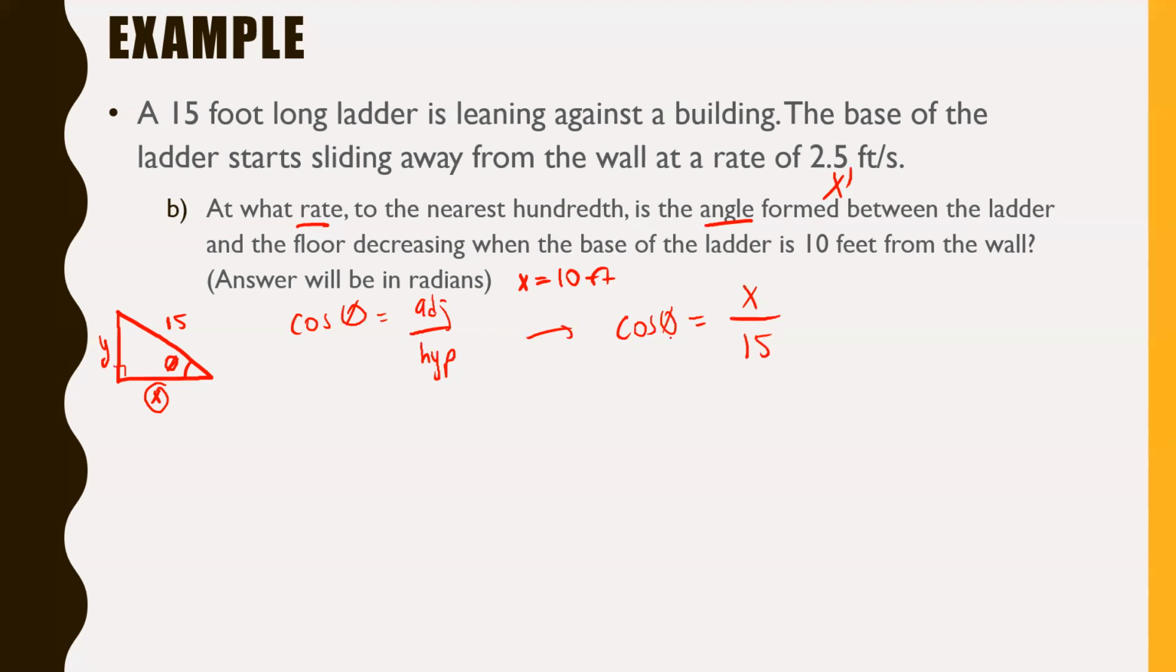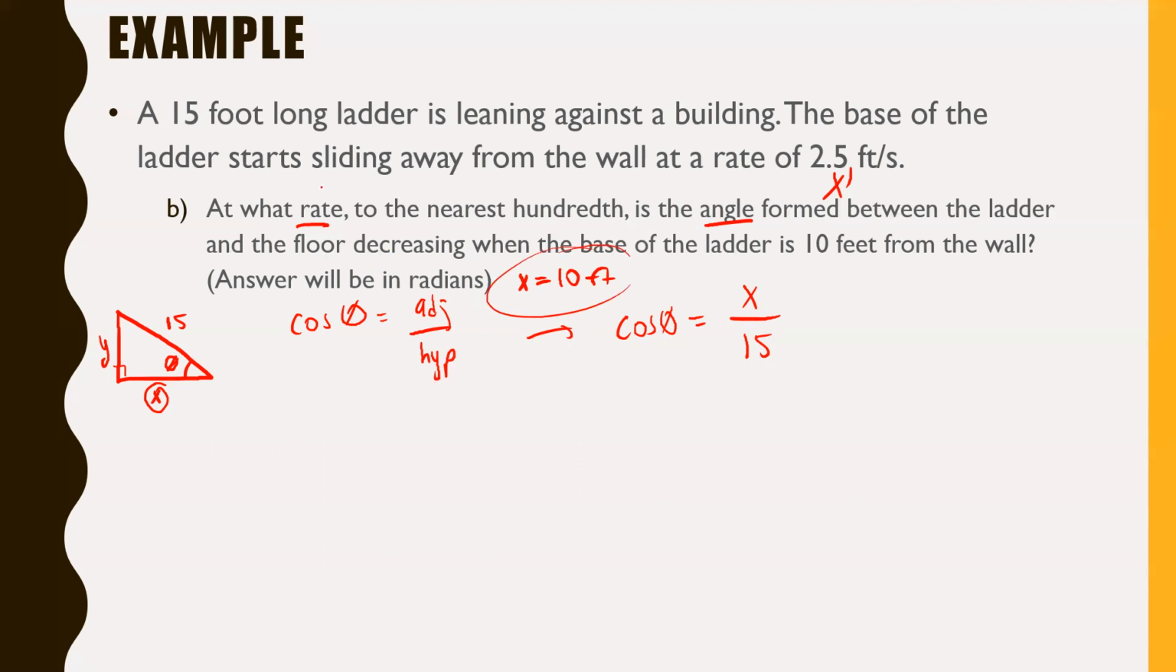I left x as x here rather than saying it was 10, because I want an actual relationship that's going to show, as this has a rate of change, what's happening with our x and so on. We might end up having to use this x equals 10 at some point. We'll just hold off on it for now.